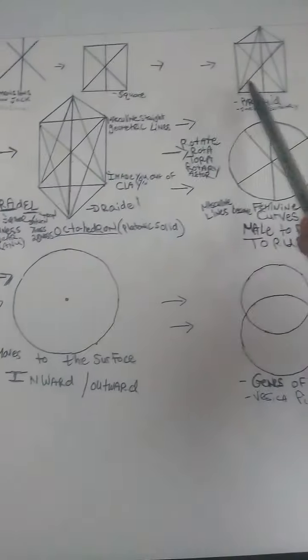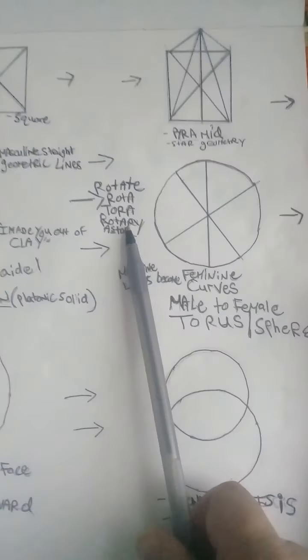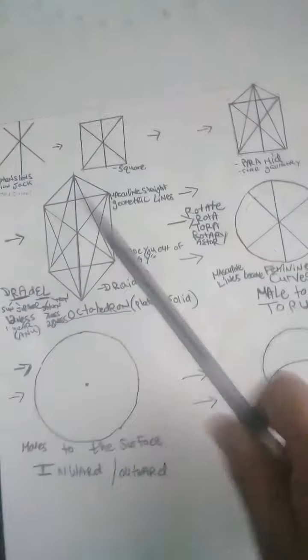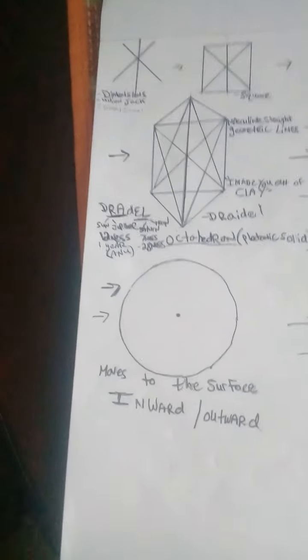Once perimeters are established and you get this, then the rotation, or the rota, the Torah, the rotary, the astor, is possible once all perimeters are established. Okay? And then God moved to the surface. The Spirit of God moved upon the faces of the water. Spirit moved to the surface.